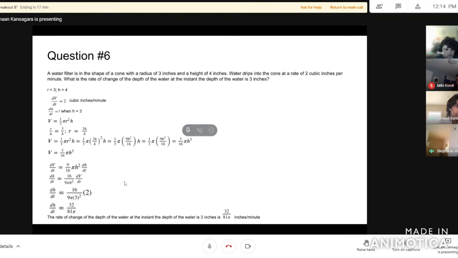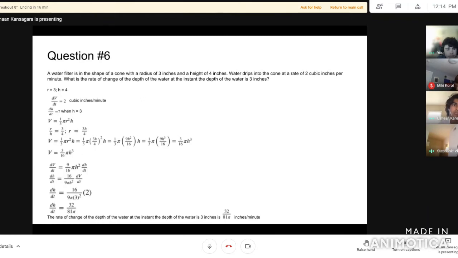Then you take the derivative, and it's implicit differentiation because you're taking the derivative with respect to t. Then when you take your derivative, you want to isolate dh over dt, and then plug in the values. And you have to plug in h equals 3 because it's the height at 3. And then when you simplify, you get the rate of change of the depth of the water at the time when the height is 3 inches is 32 over 81 pi inches per minute.